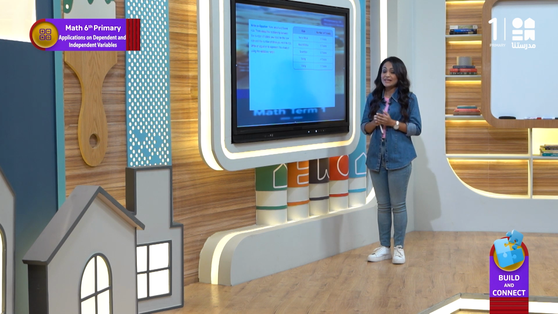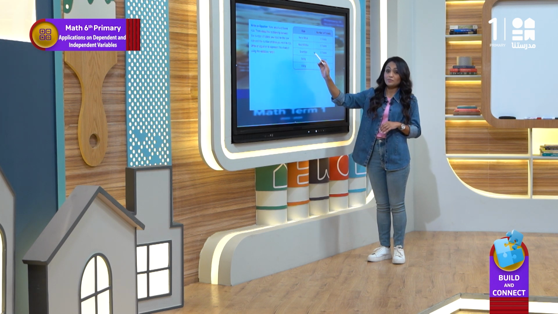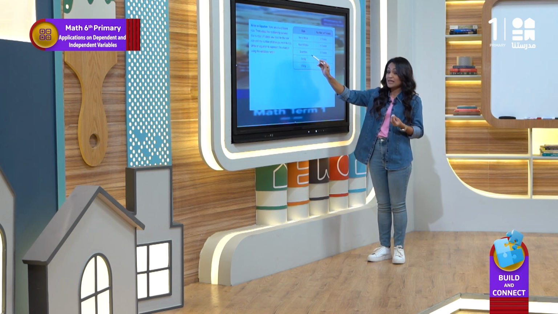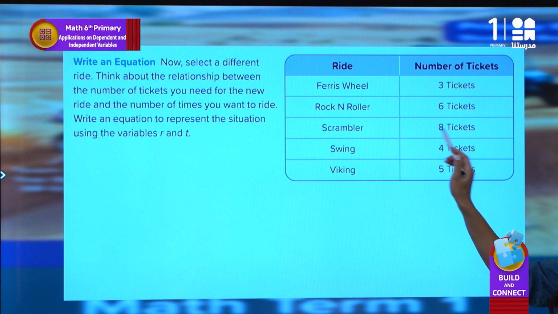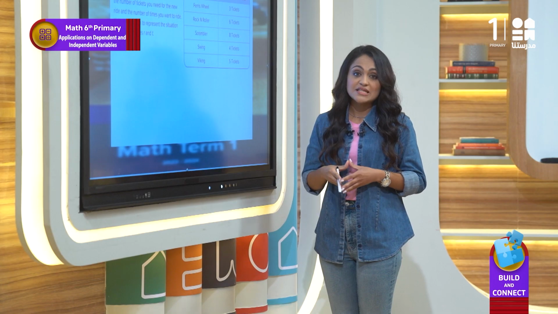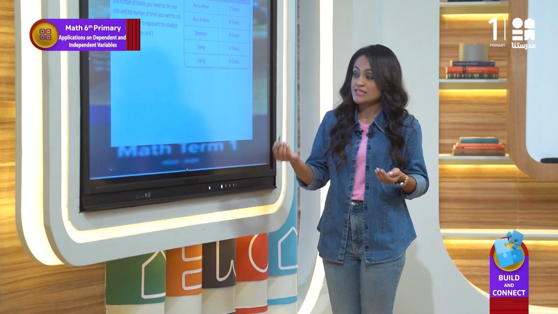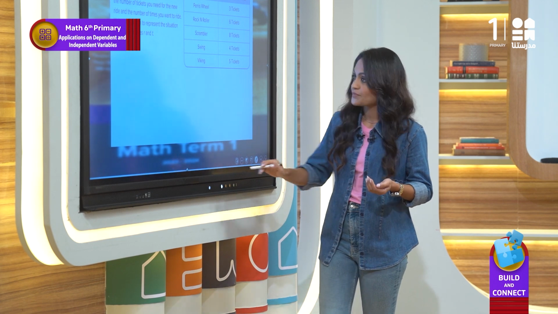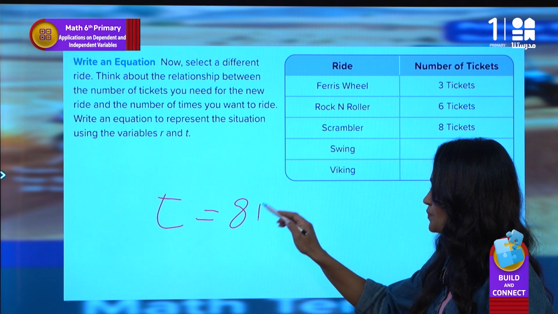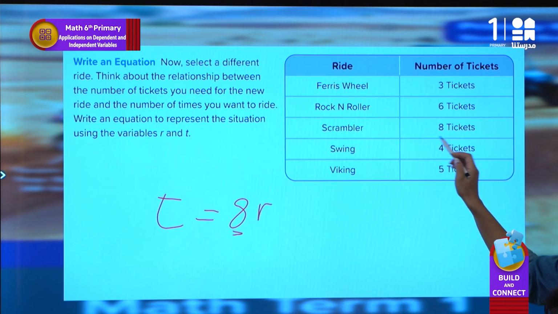A lot of students in my class chose the scrambler game because they like riding it. The table shows that the scrambler game needs how many? 8 tickets per time. My students expressed this relation with the equation T, let's write it, equals how many? 8r. 8 represents what? The number of tickets.